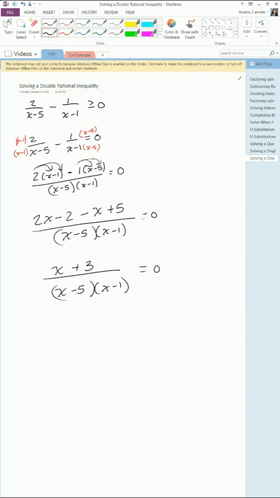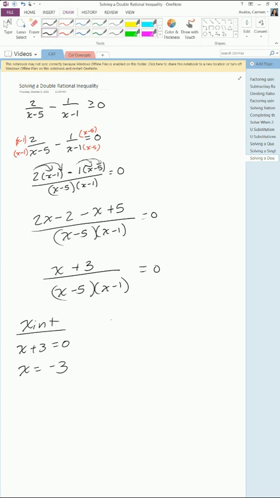So now we're going to this chapter. Now we have that equal to 0 there, so we want to find the x-intercepts. In order to find the x-intercepts, we set the numerator equal to 0, just like we did in the single one. And then we have x equals negative 3.